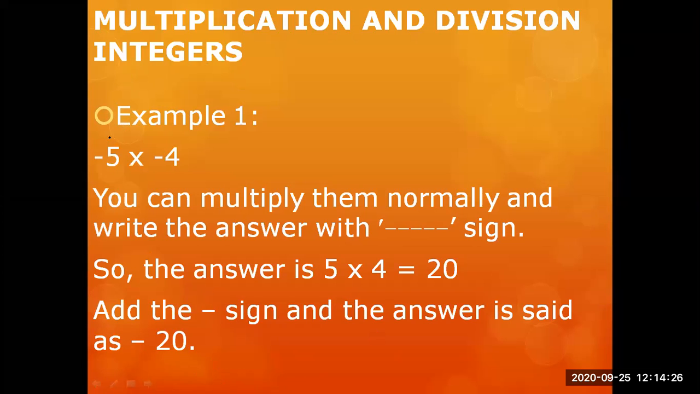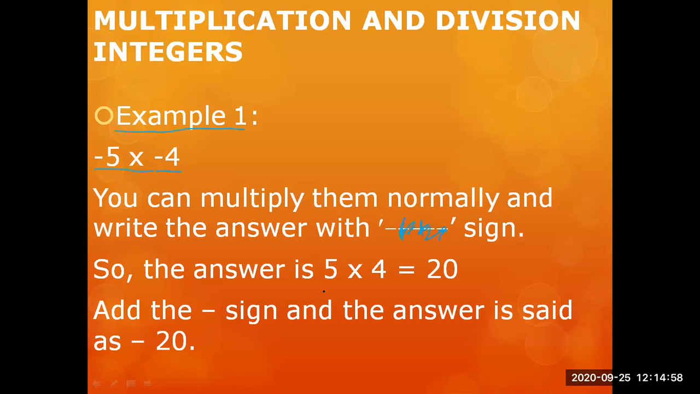So they have given some examples. Let's go through the examples. So the first example is minus 5 multiplied by minus 4. So you can multiply them normally and write the answer with the minus sign.